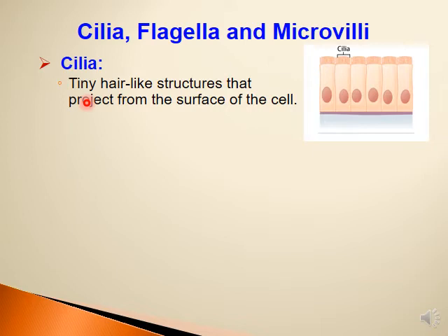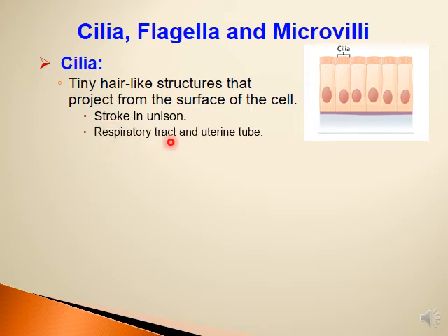Cilia are tiny hair-like structures that project from the surface of the cell. This is an epithelium. Here we have the basement membrane, and the apical membrane of these epithelial cells has cilia that beat in one direction. So they help in propelling fluid or secretions from one side to the other. They stroke in unison, so they beat in one direction all together in harmony.